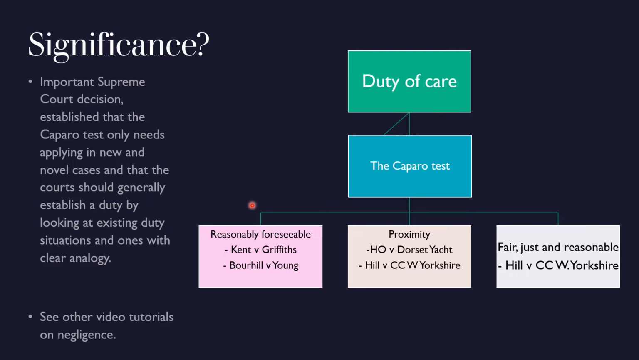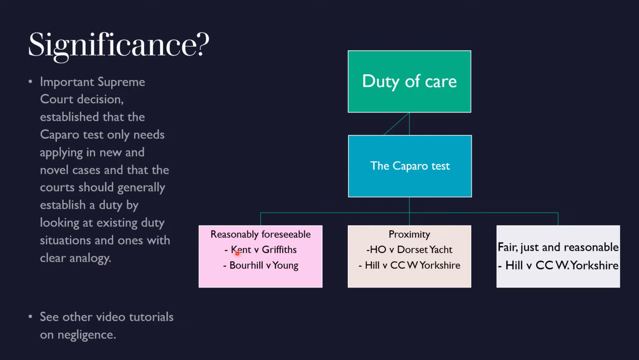Firstly, we ask whether it was reasonably foreseeable that the harm would occur. Secondly, we check that there was sufficient proximity between the claimant and the defendant. And thirdly, we check whether it was fair, just and reasonable to impose a duty. And I've just noted down here some of the key cases that you're probably already familiar with.